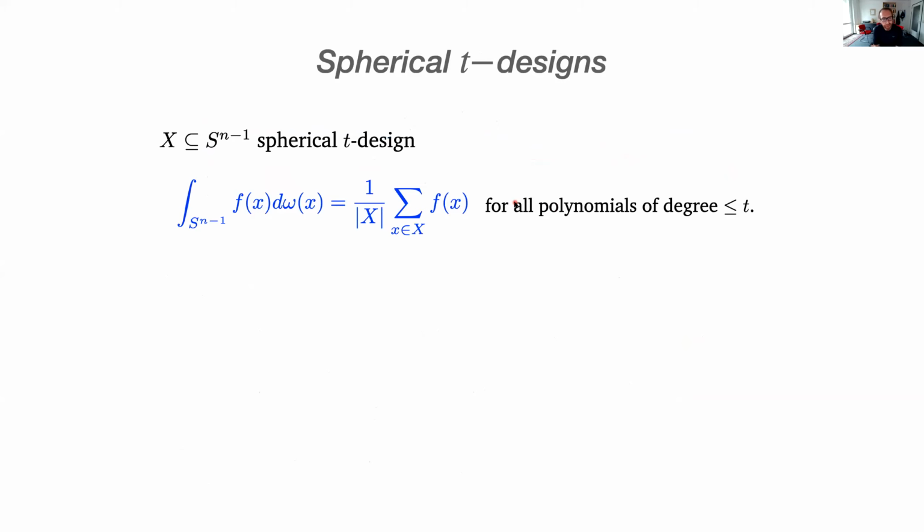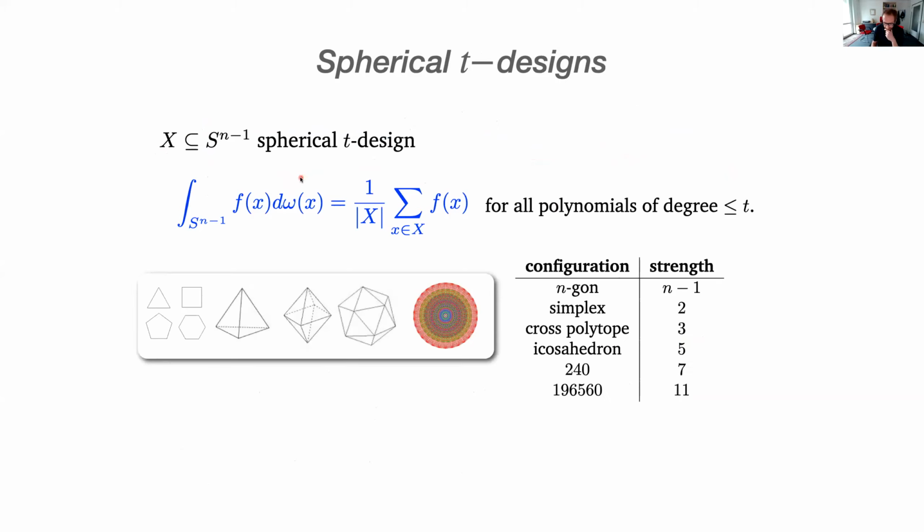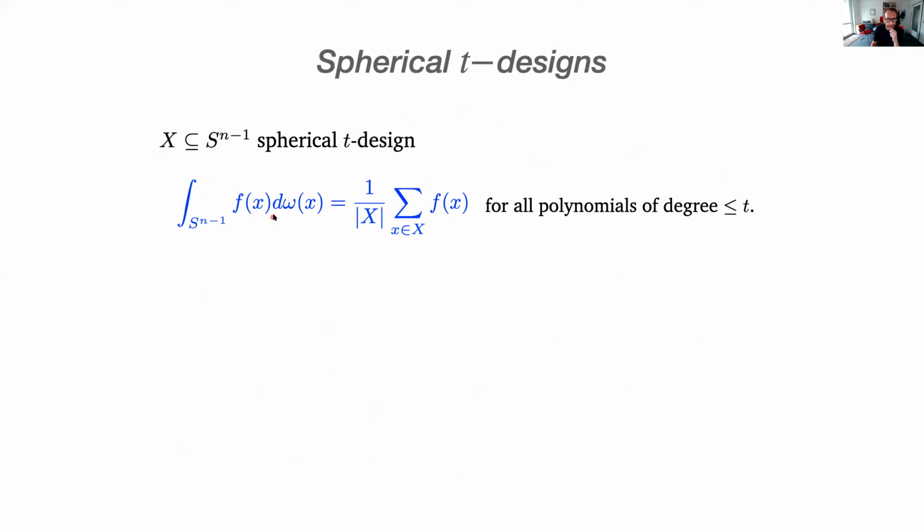So what is a spherical t-design? Yeah, a spherical t-design is, these are vectors on the unit sphere, which are good for approximation or interpolation of integrals. So this point set has the following property. If you want to integrate a polynomial of degree at most t over the unit sphere, then it's enough to compute the average of f over this point set. And if the point set X has this property, then it's called a spherical t-design.